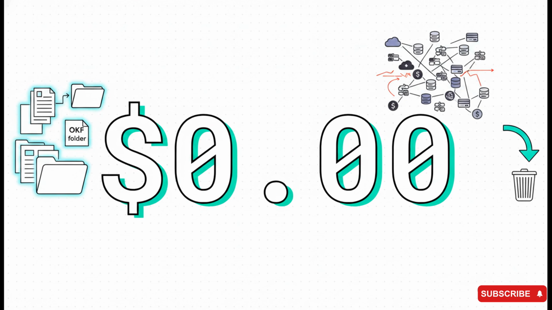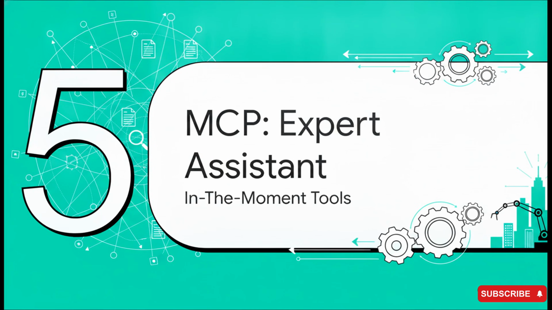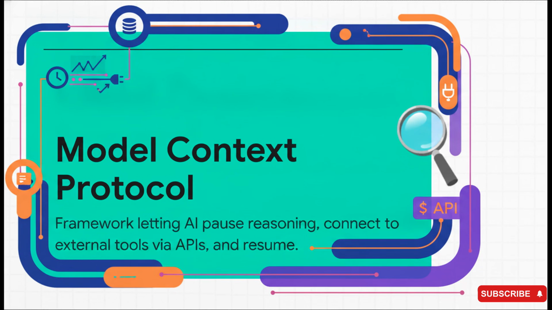So, we have ways to retrieve text and organize files. Next up is Section 5, MCP, the Expert Assistant, bringing active, in-the-moment tool calling to the table. Enter MCP, the Model Context Protocol. Think of MCP as giving the AI an expert assistant right on call.